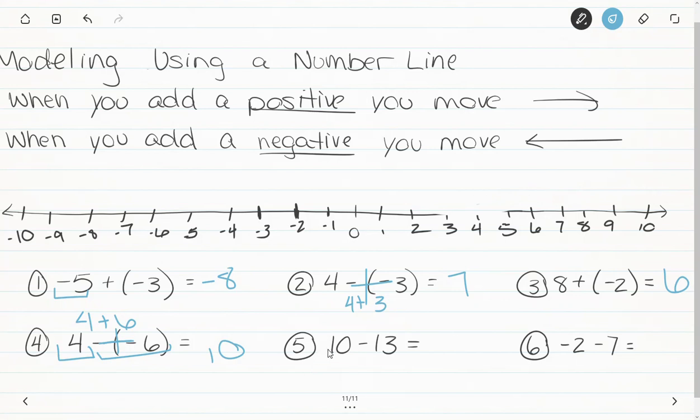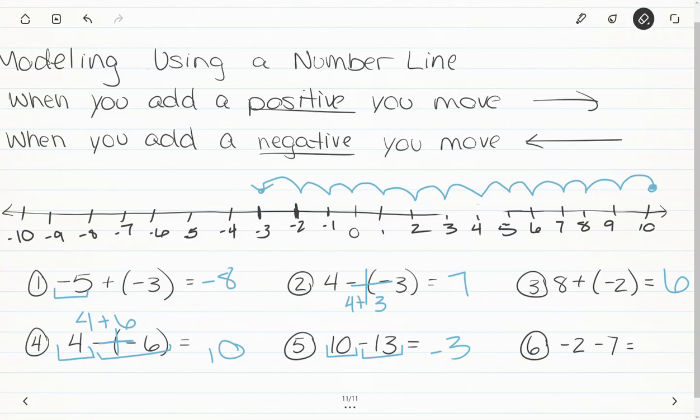So for number 5, my first term is 10, so I'm going to start at 10. And then it says subtract 13 or negative 13. 1, 2, 3, 4, 5, 6, 7, 8, 9, 10, 11, 12, 13. So I end at this negative 3. I had 10, I take away 13, I end at negative 3. All right, that was simple enough. That was just like almost regular subtraction that we've been doing since elementary school.